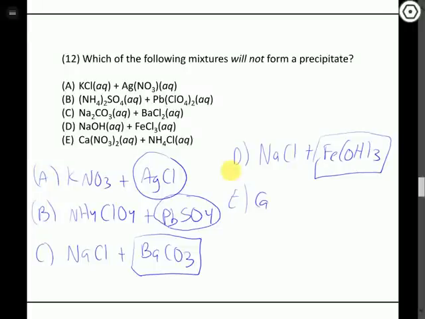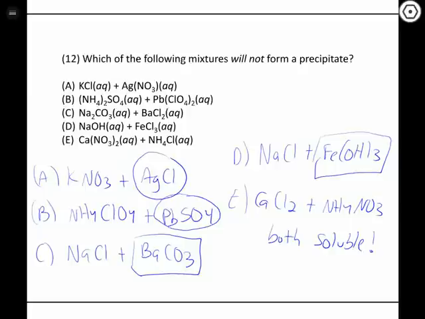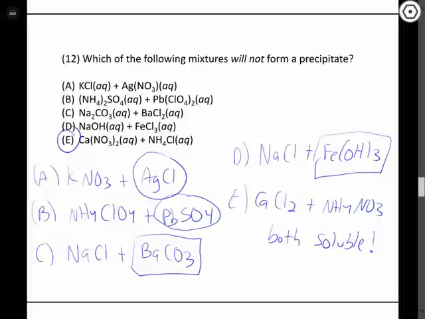We're going to form calcium chloride and ammonium nitrate, and both of these are soluble. Most chloride salts are soluble unless they're paired with silver, lead, copper, or mercury. So both of these products are soluble because the chloride is paired with calcium, which is a soluble chloride salt. Ammonium and nitrate are always soluble, so that one, of course, is soluble. So choice E would not form a precipitate if we mix those two together.